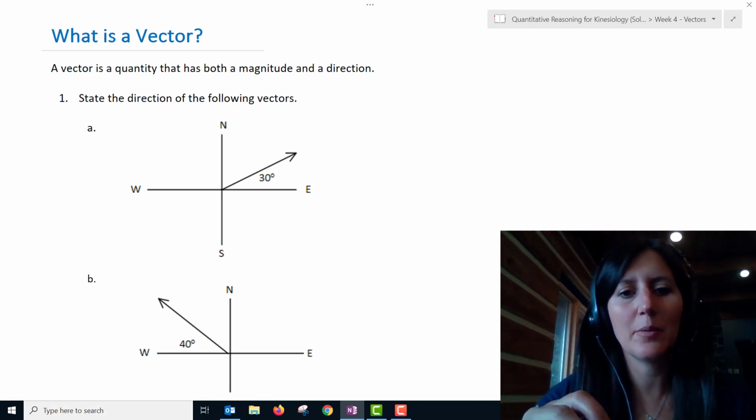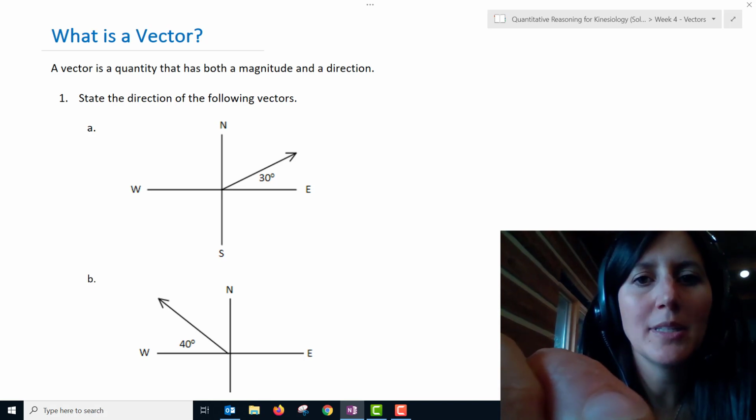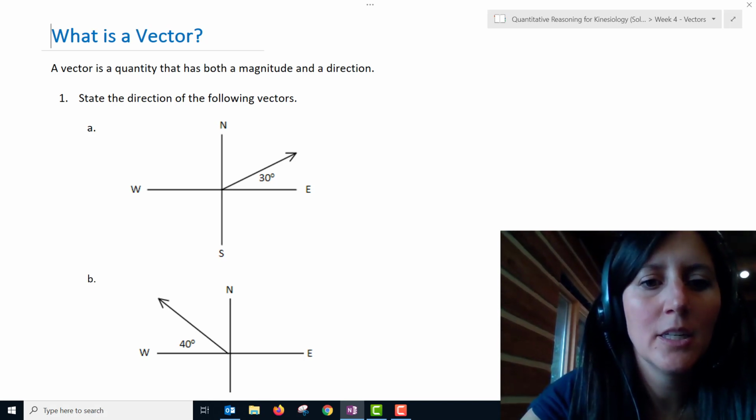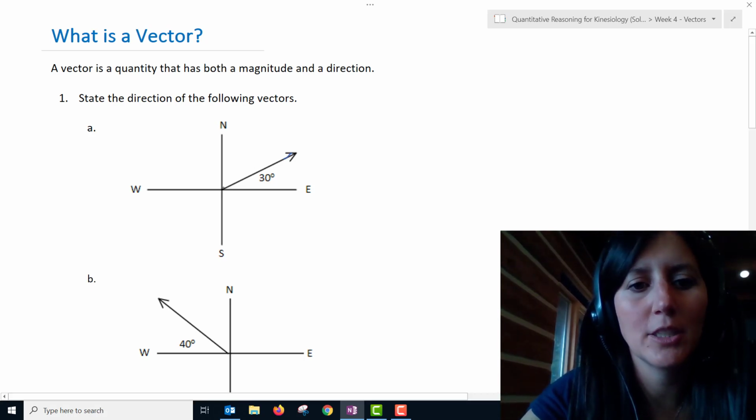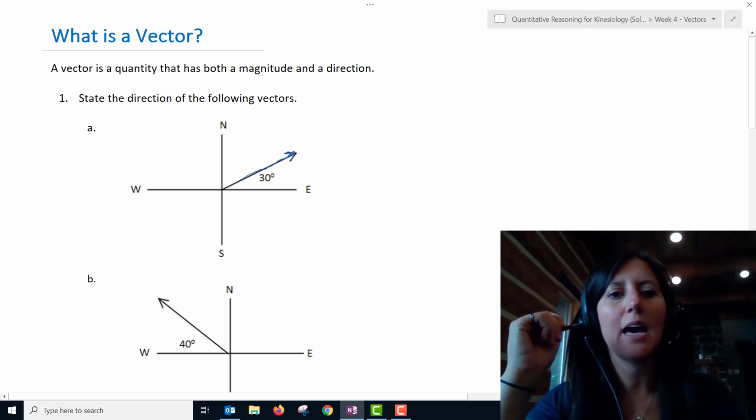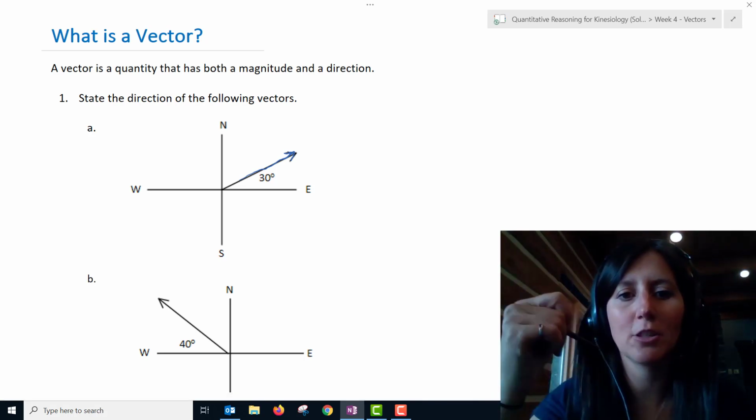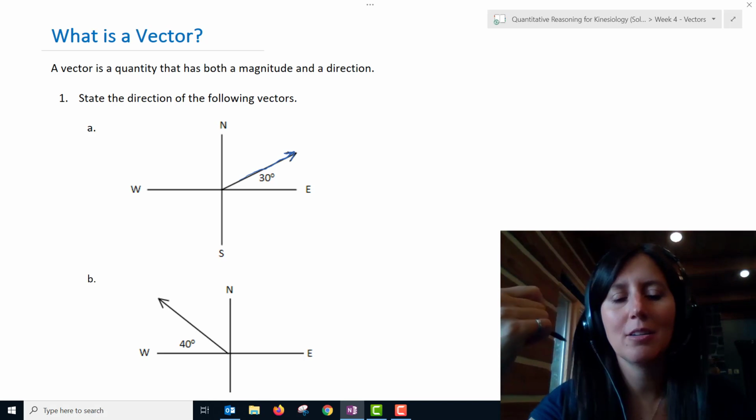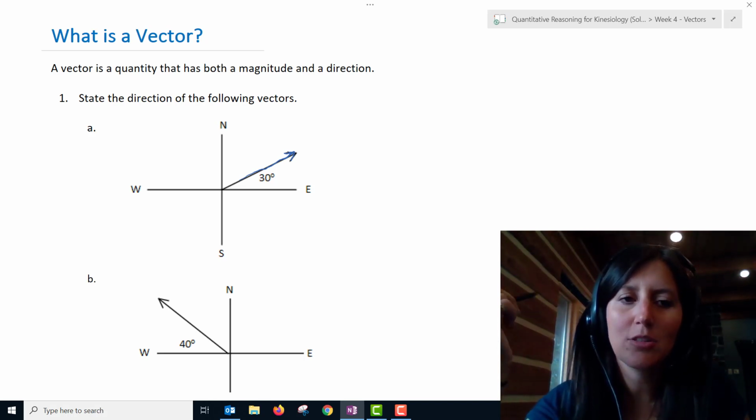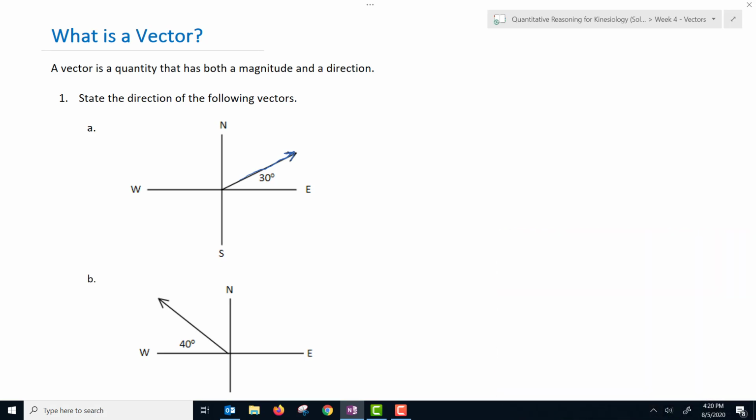So here you can see that we have a vector that's pointing in the northeast direction. But it's not exactly northeast, because if we were to just say northeast, that would imply that it's exactly in between north and east with a 45-degree angle between the two. But here there's not a 45-degree angle between the two, so we can't just say northeast. The way we can state the direction for this vector is we can say east, because that's where the reference position is taken from, east.